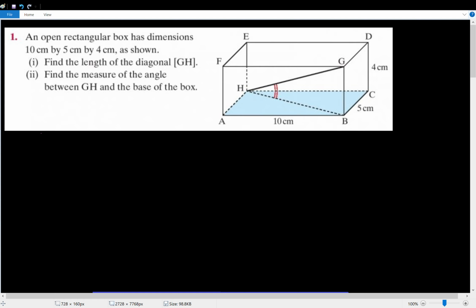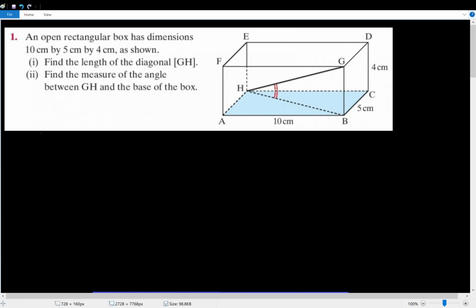This is question 1 in exercise 3.6 in Text and Test 4 new edition. An open rectangular box has dimensions 10 centimeters by 5 centimeters by 4 centimeters as shown. We have to find the length of the diagonal GH, and then we have to find the measure of the angle between GH and the base of the box.